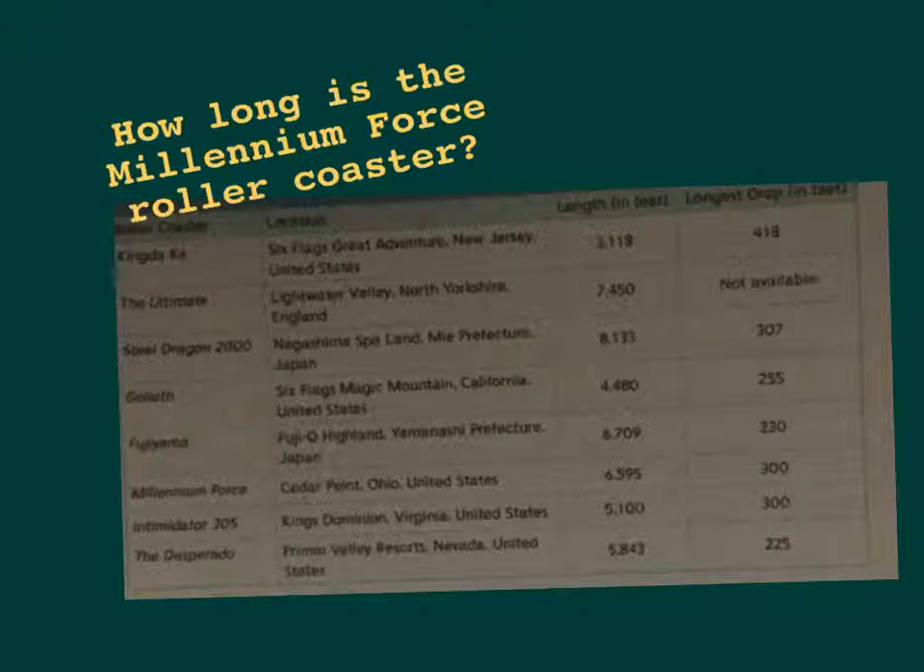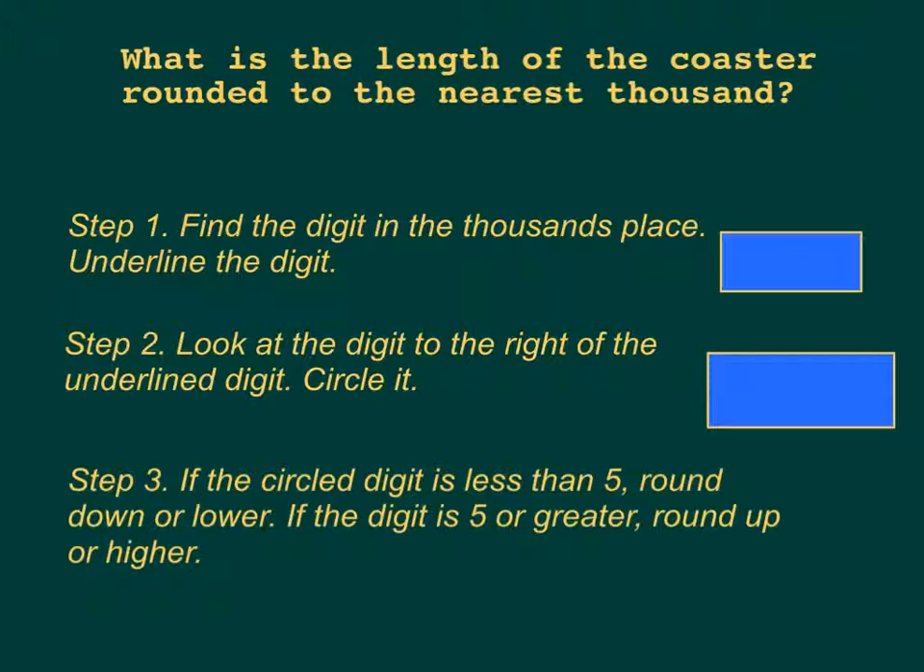If we look at our student reference book on page 279, we will see that the length of the Millennium Force roller coaster is 6,595 feet. For this question, it is asking us, what is the length of the coaster rounded to the nearest 1,000? So that's what we're going to be looking at.